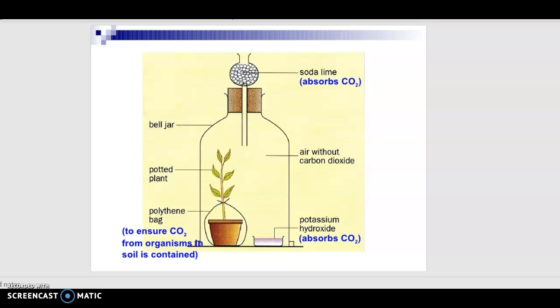You'll see that this is the bell jar where we put a potted plant. We may cover this with the polythene bag, so that no CO2 from organisms in the soil is contained. Then, air without carbon dioxide, how will it become without carbon dioxide? Here we can put soda lime and we can add potassium hydroxide also.